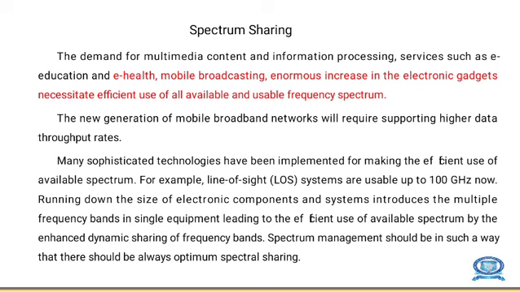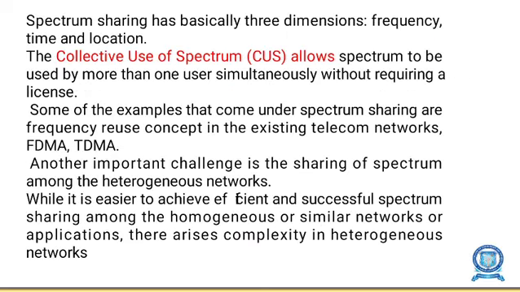Reducing the size of electronic component systems introduces multiple frequency bands in a single equipment, leading to the use of available spectrum by the enhanced dynamic sharing of frequency bands. Spectrum management should be done in such a way that there is optimal spectrum sharing. Spectrum sharing has basically three dimensions: frequency, time, and location. It is the collective use of spectrum by more than one user without requiring a license.